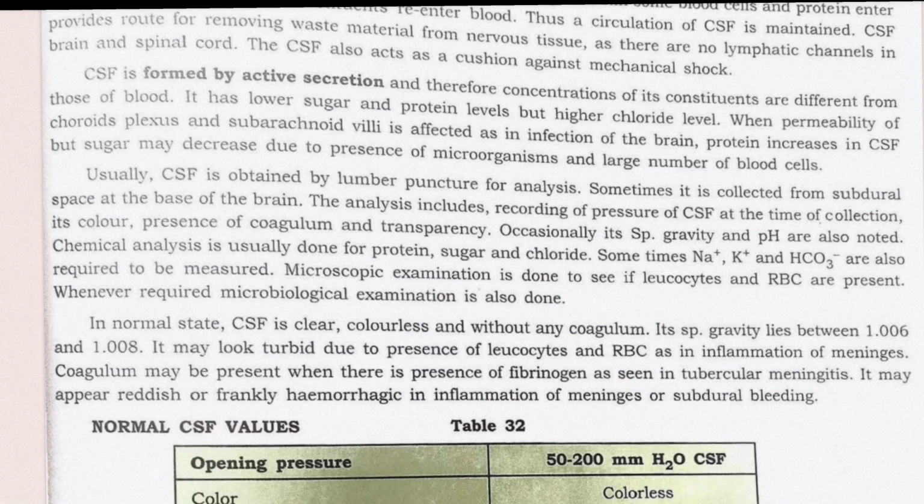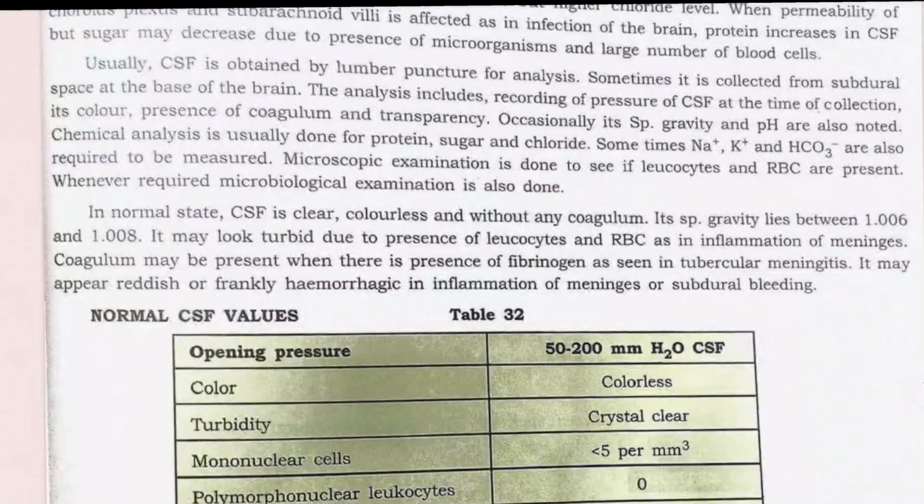It may look turbid due to presence of leukocytes and RBC, as in the inflammation of meninges. Coagulum may be present when there is presence of fibrinogen, as seen in tubercular meningitis. It may appear reddish or frankly hemorrhagic in inflammation of meninges or subdural bleeding.